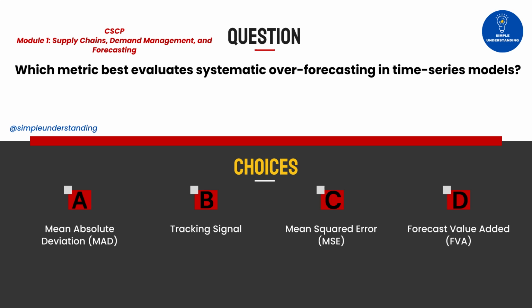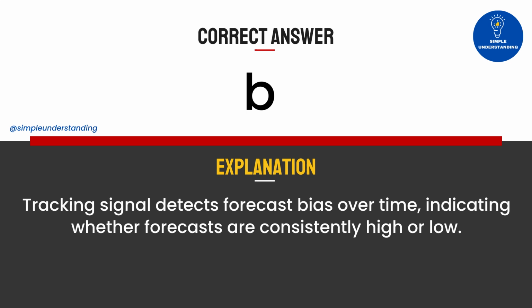5. Which metric best evaluates systematic over-forecasting in time series models? A. Mean absolute deviation, MAD. B. Tracking signal. C. Mean squared error, MSE. D. Forecast value added, FVA. Correct answer, B. Explanation. Tracking signal detects forecast bias over time, highlighting consistent over or under forecasting.